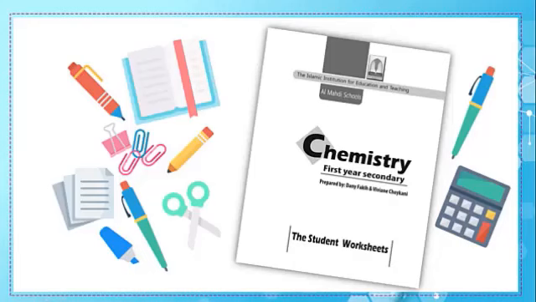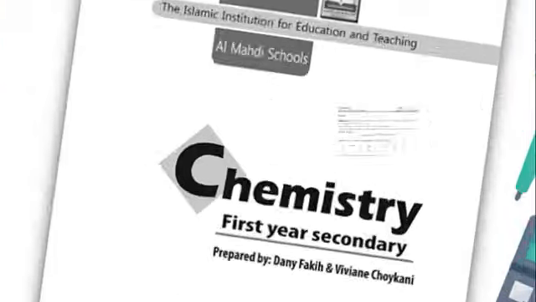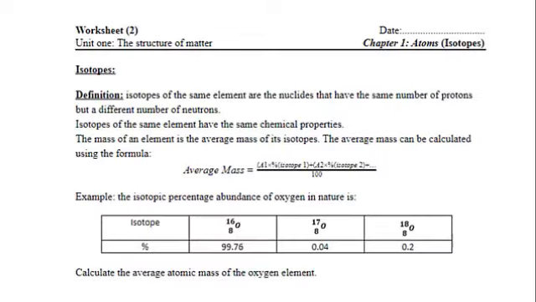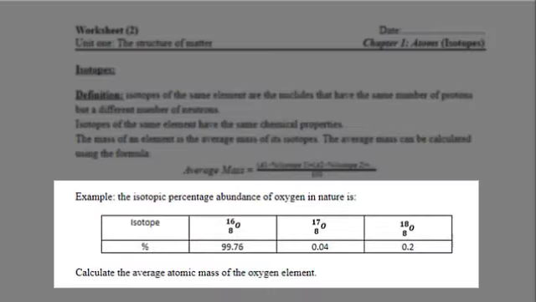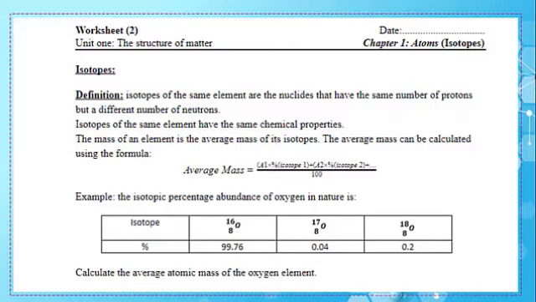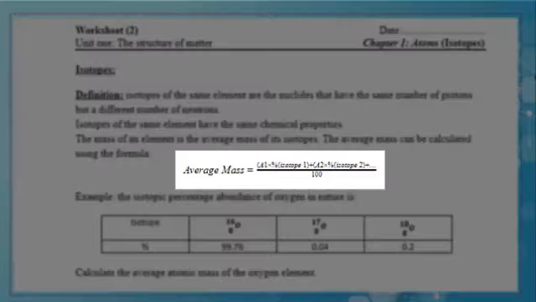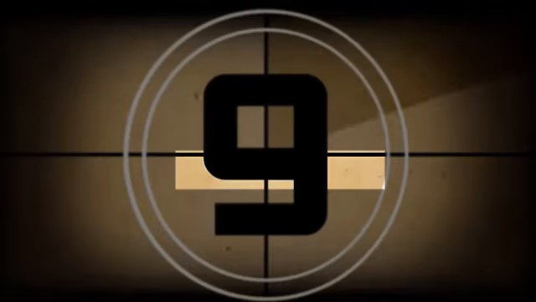Now move to worksheet 2 in your worksheet booklet. Let's solve the first example. The isotopic percentage abundance of oxygen in nature is given in the table below. Calculate the average atomic mass of the oxygen element. Perform your calculations using the average mass rule. I'll count down to 10, then I'll be back to correct it.